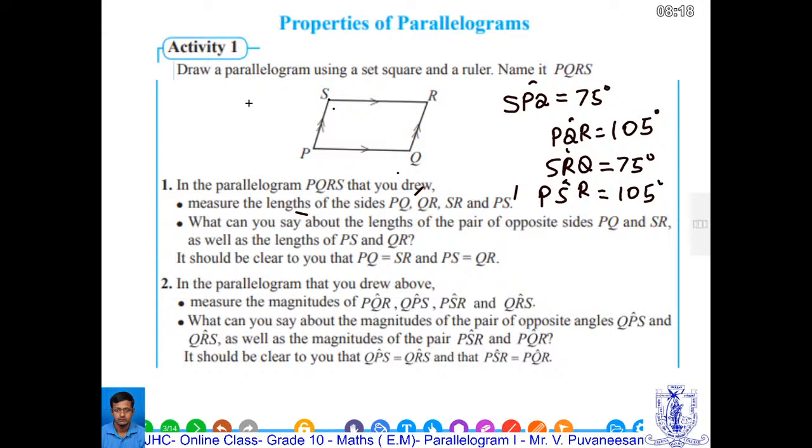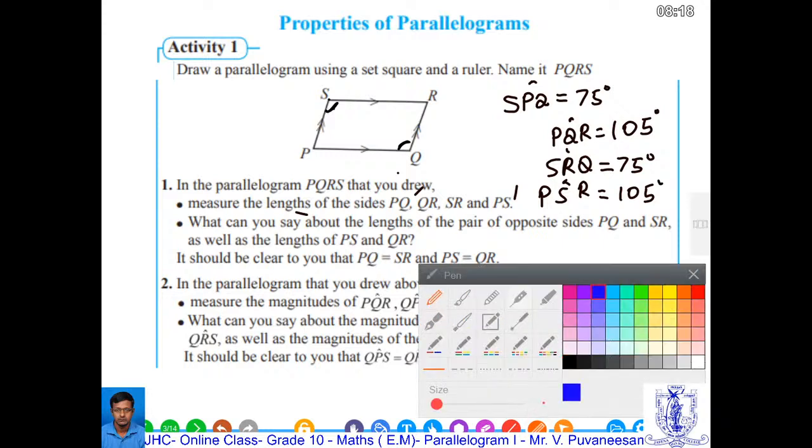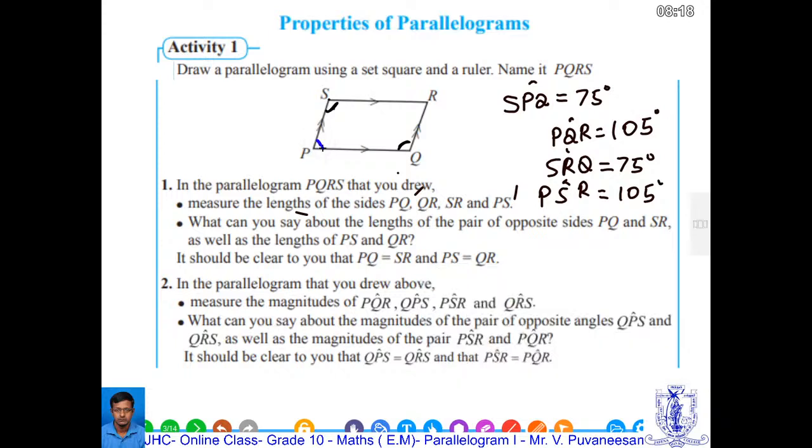Look at these four angles. There are two angles that are equal. PQR and PSR are equal. These two are opposite angles. And the other two, SPQ and SRQ, are equal. So from this activity we are clear that the opposite angles of a parallelogram are equal.